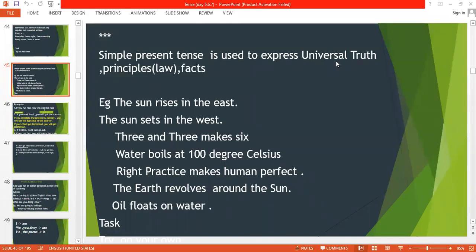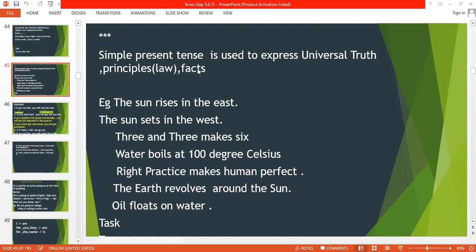Yeah, so hello everyone, and as we have discussed in our previous session related to simple present, and that too related to daily routine, now we are heading towards the next thing. What are the real life scenarios which are used in case of simple present? So as you can see, the examples related to universal truth, principle, and facts.